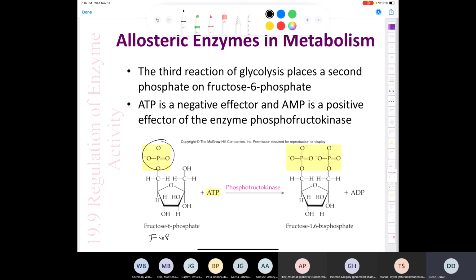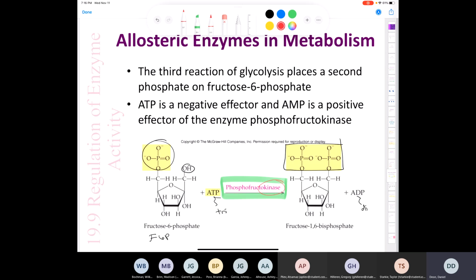Here we have one phosphate, and ATP has a phosphate group that gets transferred onto this hydroxyl here. So now we have two phosphates on here. So instead of being adenosine triphosphate, it becomes adenosine diphosphate. The enzyme that does all this wonderful business here is called phosphofructokinase. Why do we know it's a kinase? Because it transfers a phosphoryl group, right? We learned that at the very beginning of the lecture this evening.